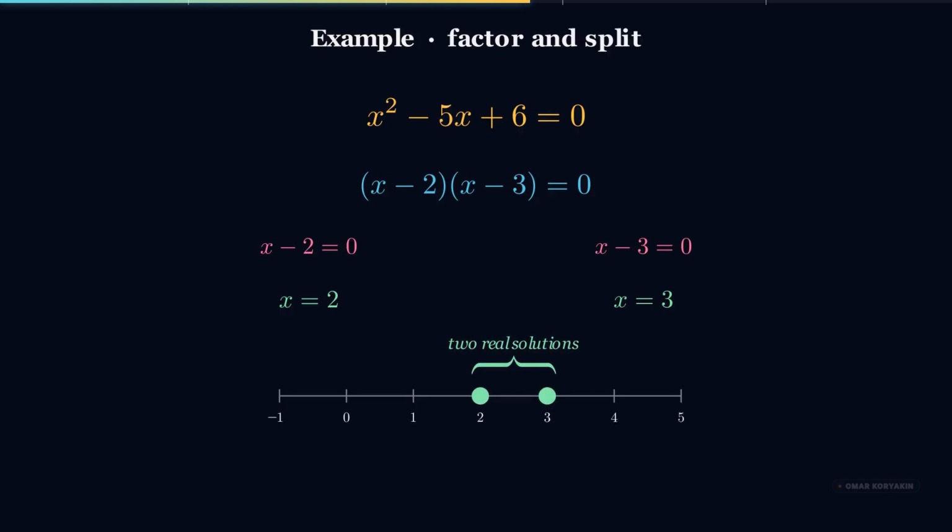Plot them. The two solutions land on the number line at the values 2 and 3. Two factors, two roots. The count matches the degree of the original quadratic. That degree equals roots correspondence is true for every polynomial that factors over the reals.